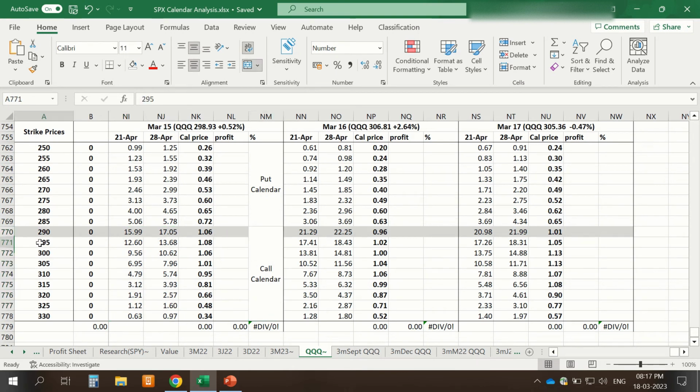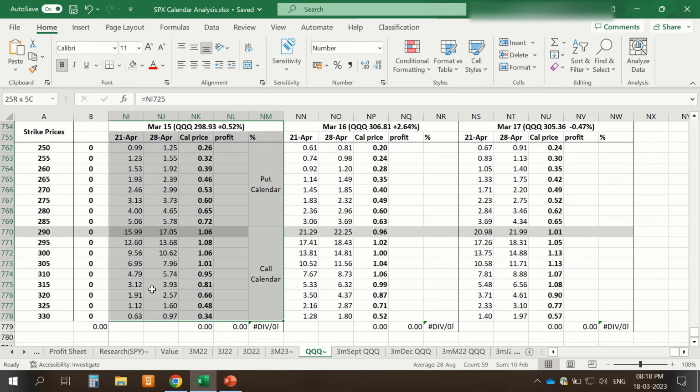For example, the 295 strike price 21st April call will be 1260, and the 295 strike price 28th April expiry call will be 136 on March 15th. The difference gave me 108. So 108 was the debit which I will pay to enter this call calendar on March 15th. This data was taken on March 15th from Robinhood after the market close.